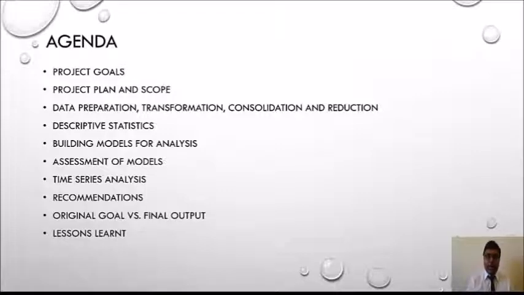Coming to the agenda, today I'll talk about a brief introduction to the project and its background, what the plan is and how we executed it, the steps we took to prepare the data, and the different kinds of descriptive statistics we have done. We also discuss the regression models, the different kinds of analysis models we have built. We'll also assess those models and discuss the time series analysis I have done for the data. There are also some recommendations, an original goal versus final output comparison, and we'll also discuss the lessons we learned doing this project.